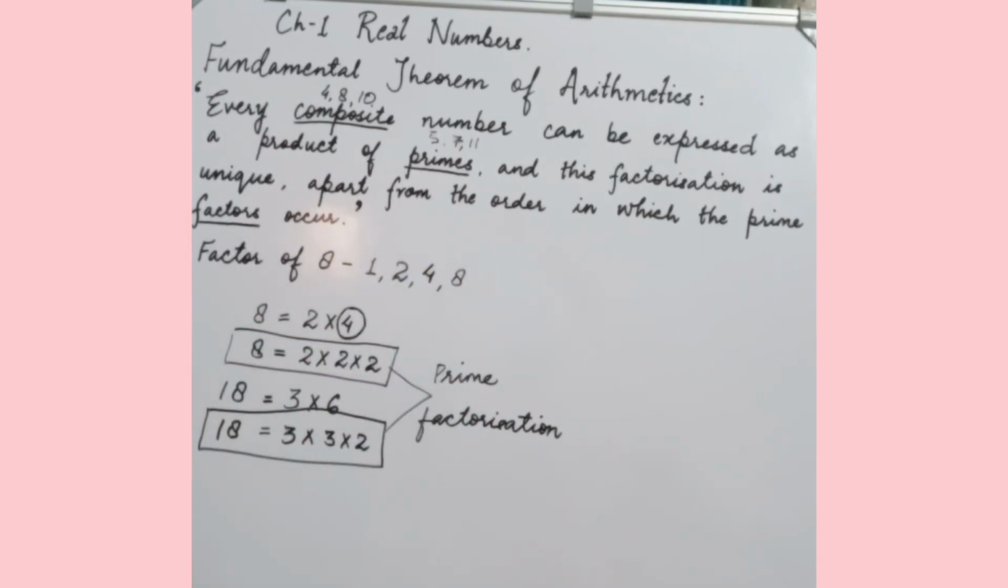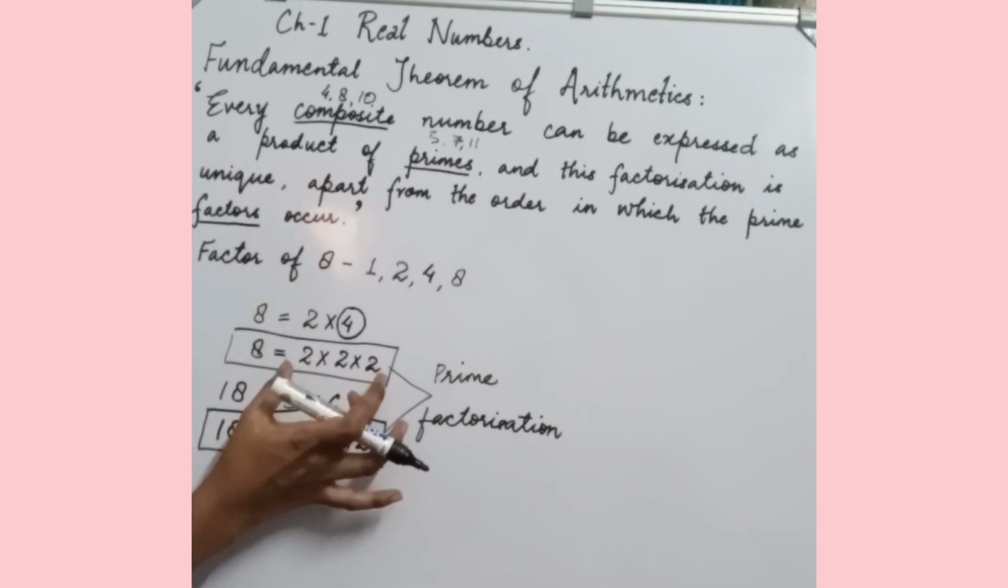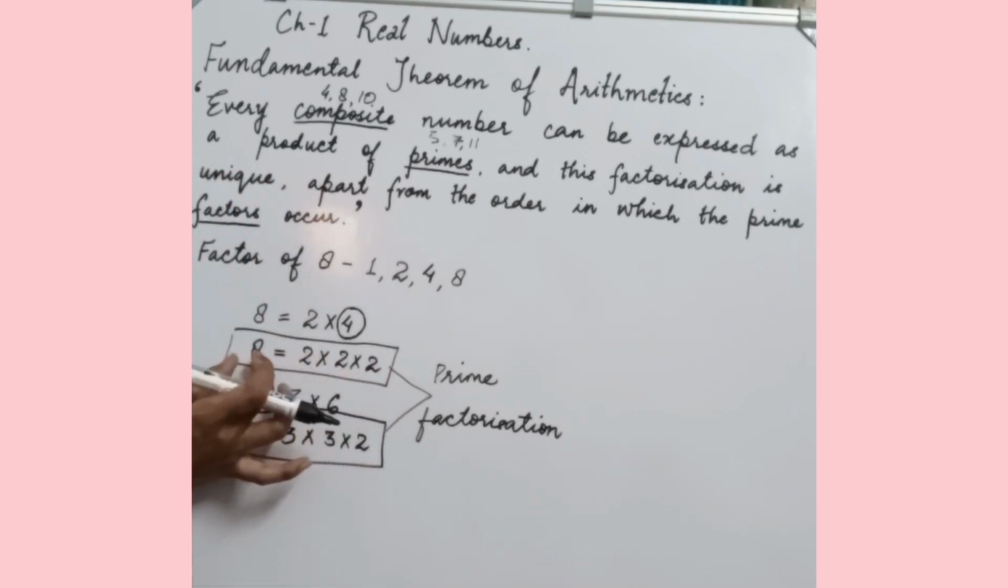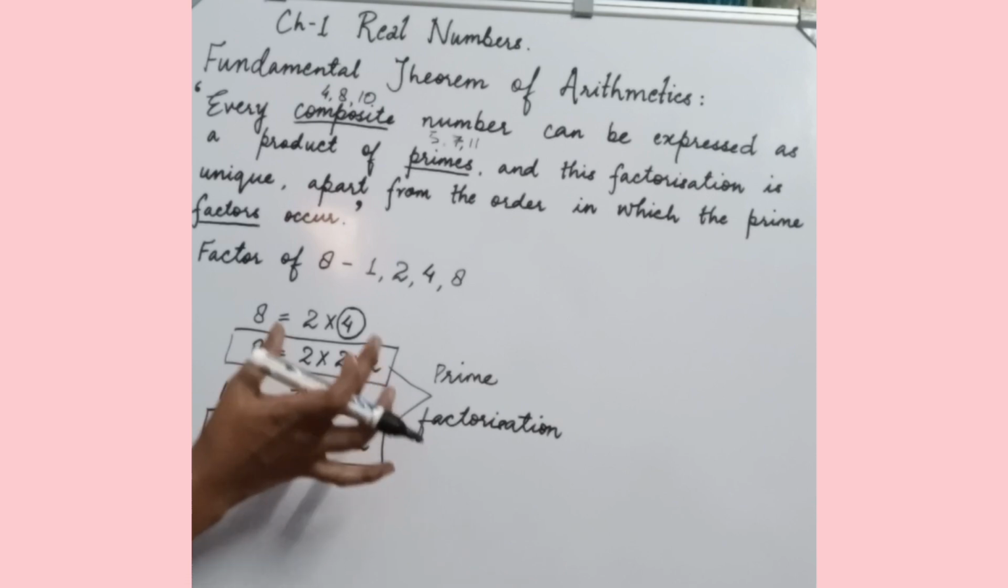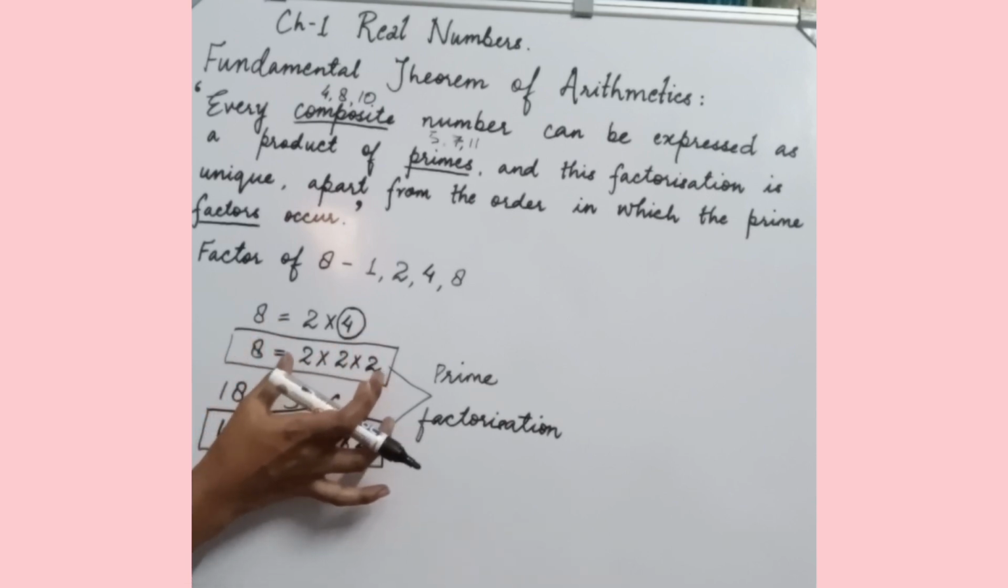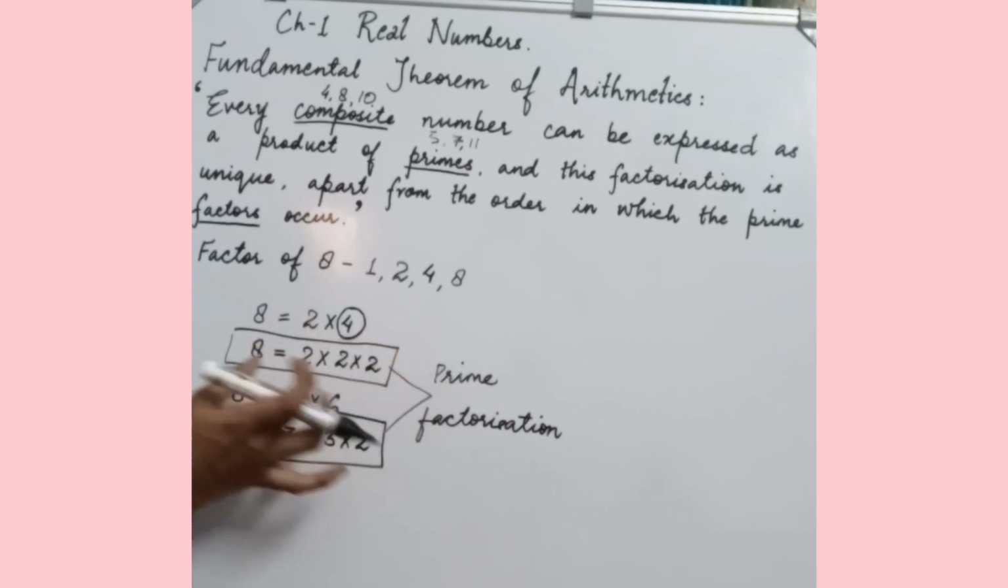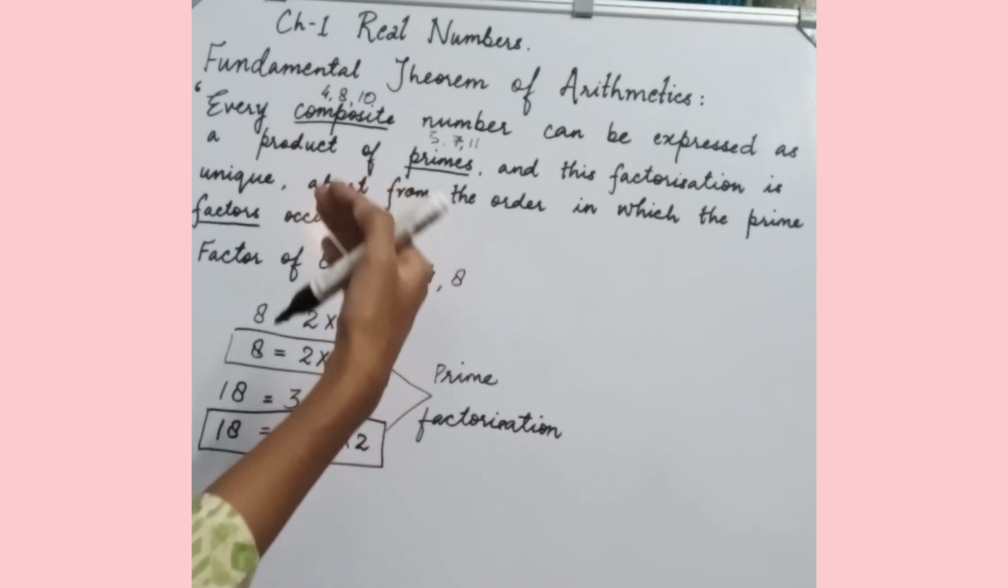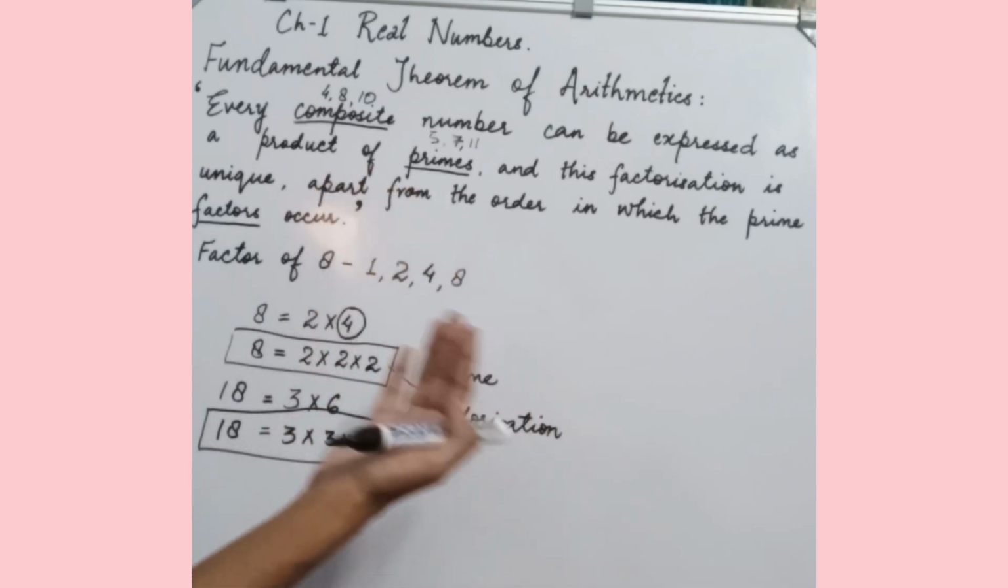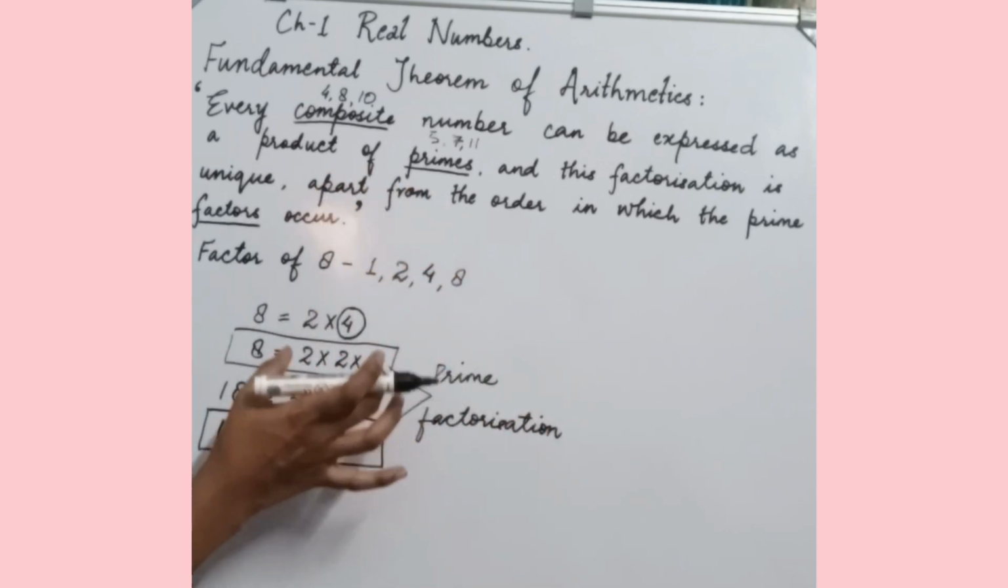Next, what does this theorem say? And this factorization is unique. This factorization is unique means this expression that we have found for 8, this is unique. We cannot find any other such factorization, means we cannot write 8 as a product of some other prime numbers. No, this factorization is unique.